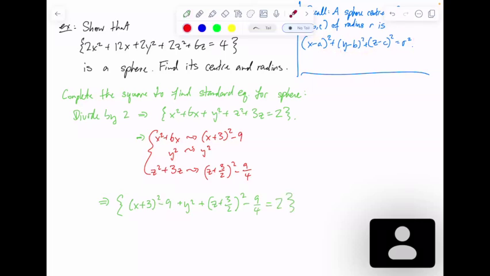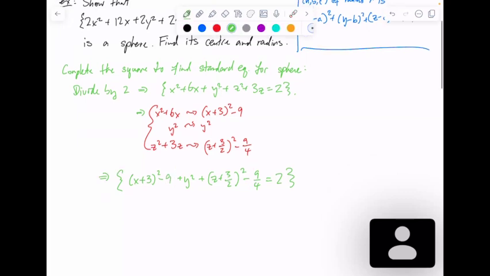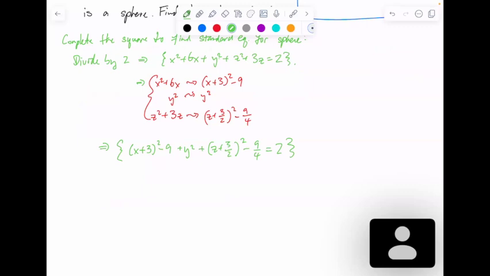We have all these constants here. So let's move these constants to the right-hand side, right? So let's add 9 and add 9/4 to both sides. And so now we have x plus 3 squared plus y squared plus z plus 3 halves all squared equals, so it's 2 plus 9, right? So that's 11 plus 9/4. So what is that? That's like 44 plus 9, which is 53, right?